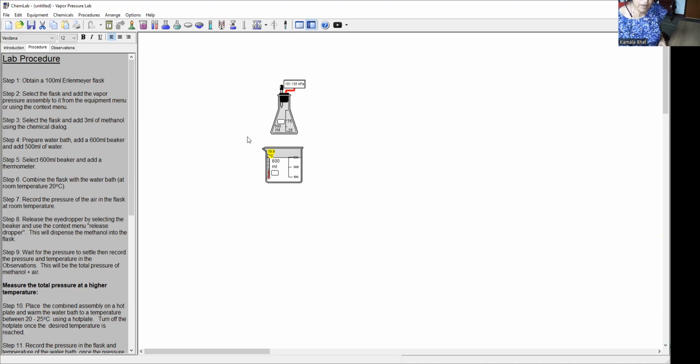After you put the thermometer, you combine both the flask and the beaker together by highlighting the two and saying combine, and there it goes in. Now record the pressure of the air inside after waiting for 3 minutes. Then you get a drop-down menu, say release the dropper, and then it will have released, and then again wait for 3 minutes to stabilize.